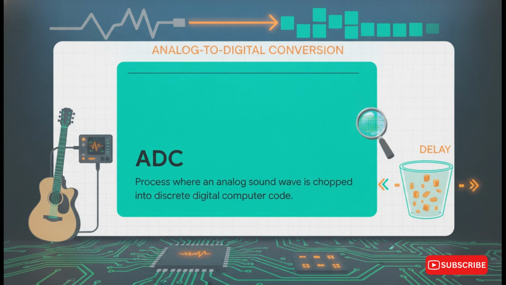Every time you pluck your guitar, your analog signal travels as continuous physical electricity into your audio interface. This signal must undergo ADC, which stands for analog to digital conversion, a physical process that forces your continuous electrical sound wave to be chopped into discrete binary computer code. The hardware must sample the voltage thousands of times per second to create a digital blueprint that the software can read, which fundamentally alters how the signal behaves inside the machine.